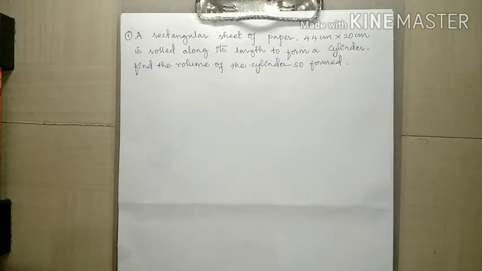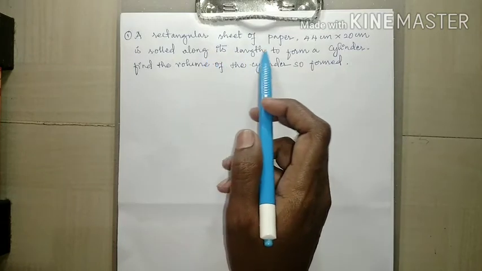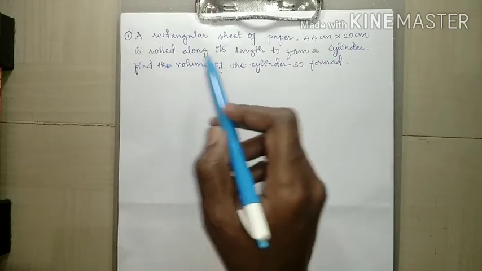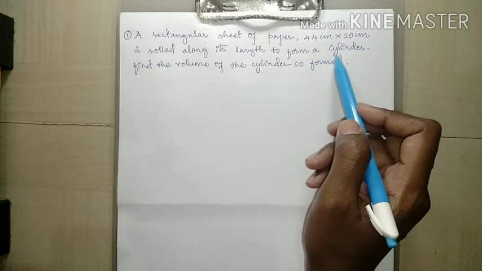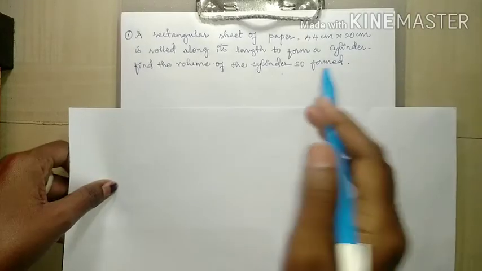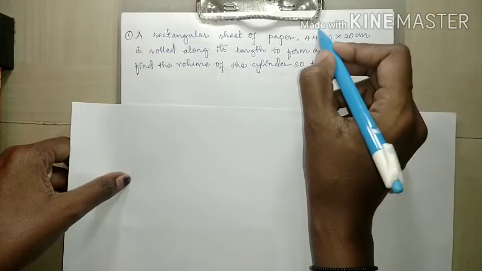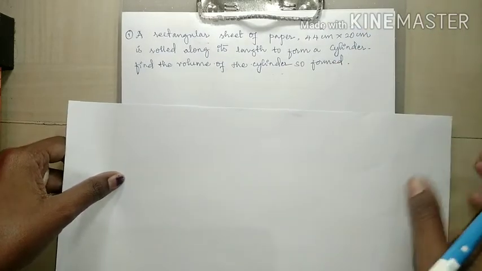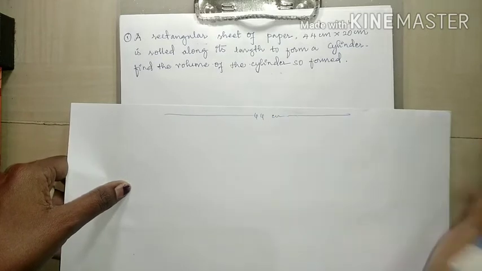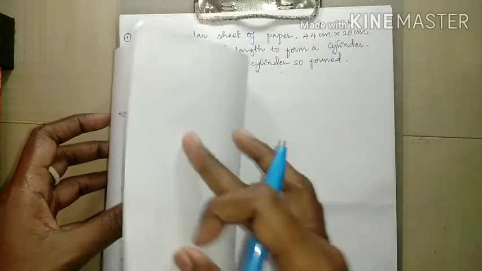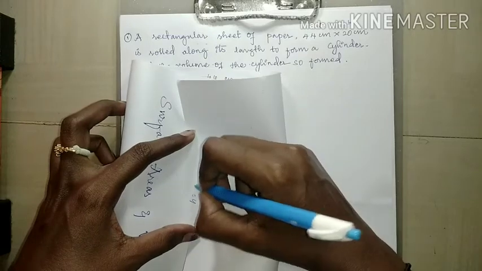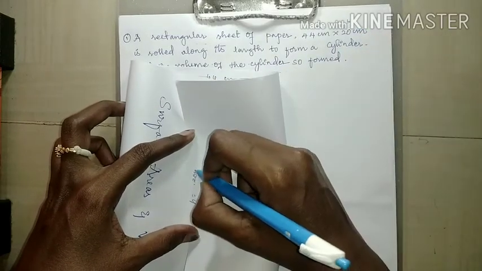So here we have example number 1. A rectangular sheet of paper 44 centimeter into 20 centimeter is rolled along its length to form a cylinder. Find the volume of the cylinder so formed. So here the rectangular sheet, that is length and breadth is given. Here I have a rectangular sheet with length 44 centimeter, and the breadth, that is nothing but height. So here height is 20 centimeter.